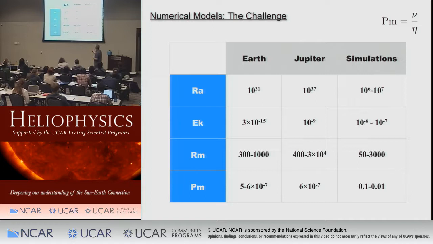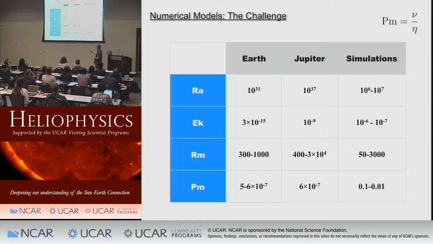And similar for the Ekman number, the Earth is 10 to the minus 15, which is ridiculous. And simulations can get down to 10 to the minus 6 usually. But the saving grace for planetary dynamos is that the magnetic Reynolds number is usually in the regime of what we can simulate. So this is important. That's not true for stars.